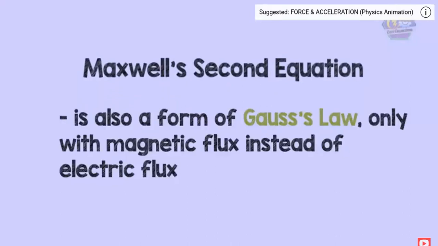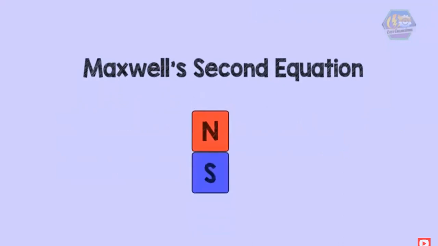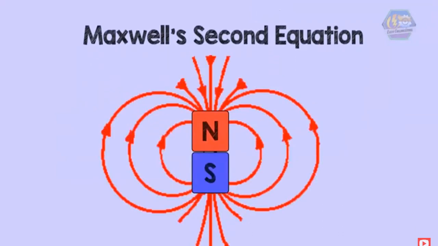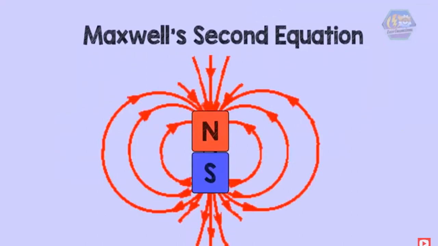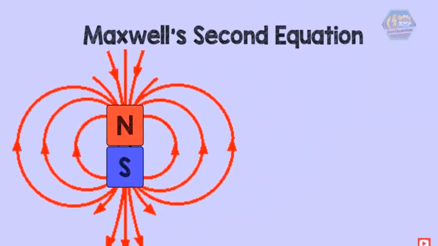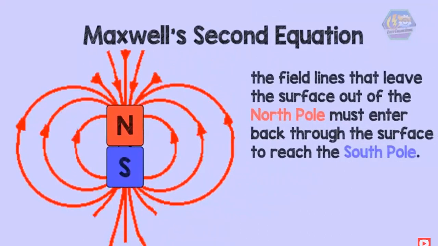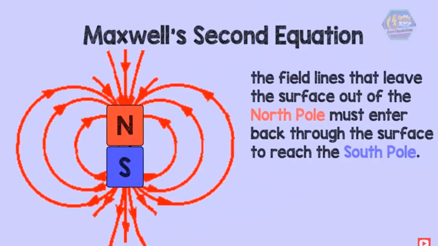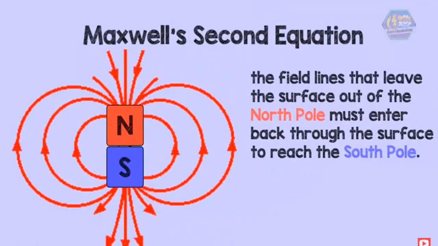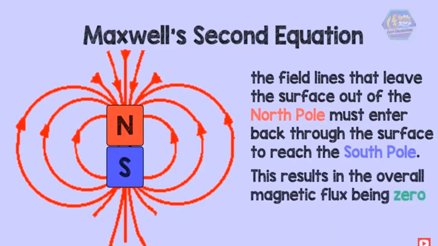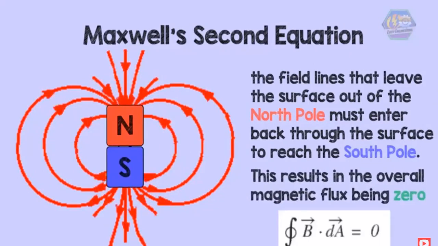Maxwell's second equation is also a form of Gauss law, only with magnetic flux instead of electric flux. As we have discussed before, magnetic sources are always dipoles, which means it has a north and south pole, and the magnetic field lines leave from the north pole and return back to the south. When you're looking at how a magnetic field interacts with the surrounding surface, you see that the field lines that leave the surface out of the north pole must enter back through the surface to reach the south pole. This results in the overall magnetic flux being zero.